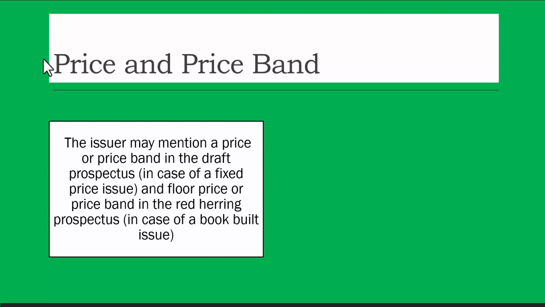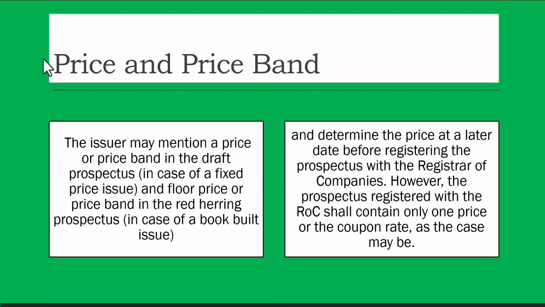So the company may come up with a price band between 100 to 120, but they can mention the floor price in the prospectus without specifying the band. They can do that, and determine the price at a later date before registering the prospectus with the registrar of companies. However, the prospectus registered with the ROC shall contain only one price or the coupon rate, as the case may be. Later on, they can decide what will be the price.